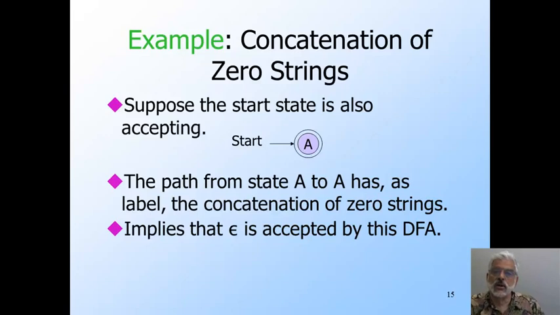In general, the string that labels a path is the concatenation of all the strings that come from the input symbols along that path. Again, remember that the characters labeling the arcs are converted to strings for concatenation. But in this case, the path has no arcs, so its label must be the concatenation of 0 strings, that is, the empty string. That's great, because it means that the empty string is accepted by this automaton. And since the automaton starts out in an accepting state before it reads any input, that makes sense.